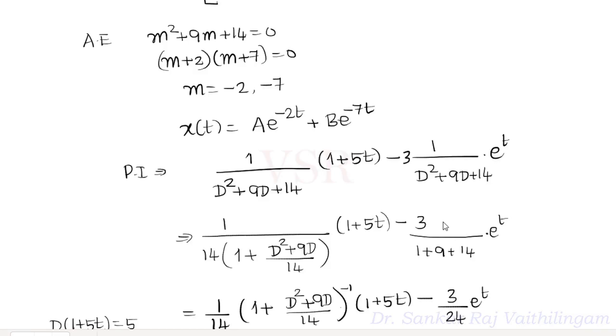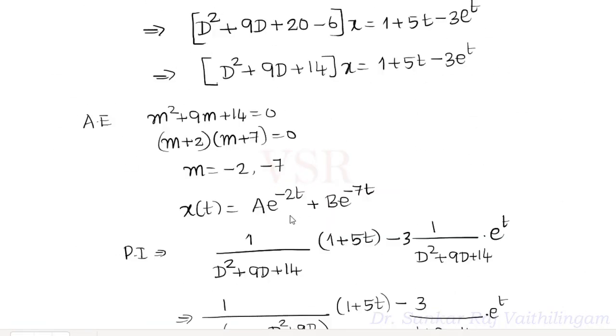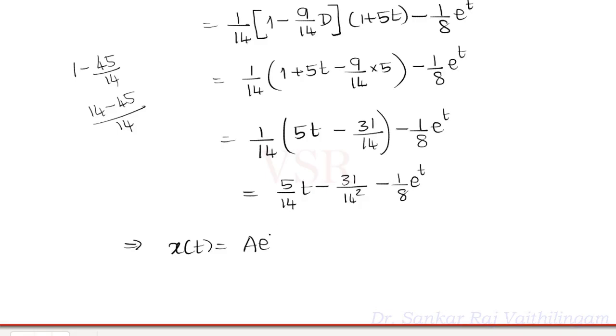So x of t is a e to the power 2t. So x of t, this implies that x of t is equal to a e to the power minus 2t plus b e to the power minus 7t, okay, plus 5 by 14t minus 31 divided by 14 square.